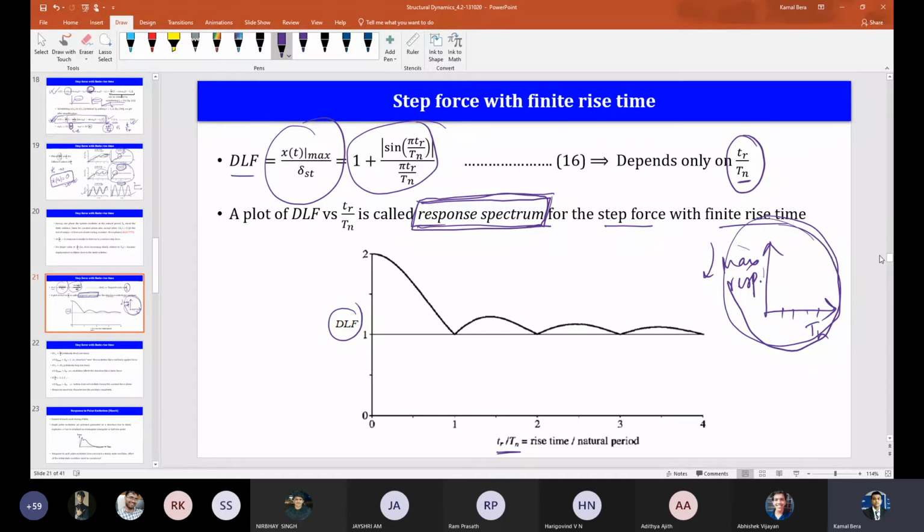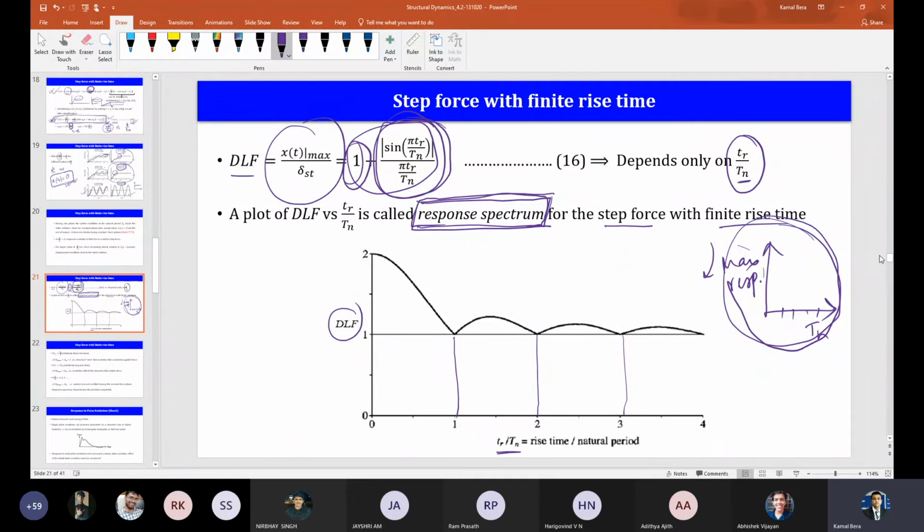Whatever we discussed through the plot or calculation, you can see from this plot. When tr by tn equals 1, 2, 3, what is the DLF? It is 1. So this oscillatory part is not coming into the picture at all. The system doesn't oscillate; it is just showing the static solution. This part has vanished because only the 1 remains. That was already proved in the previous plot and mathematically as well.